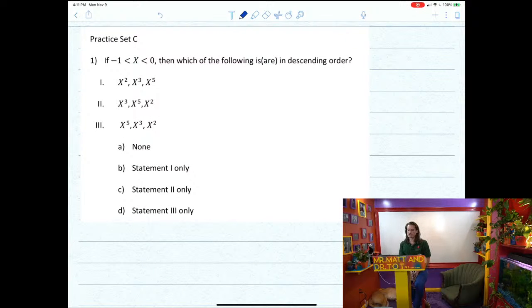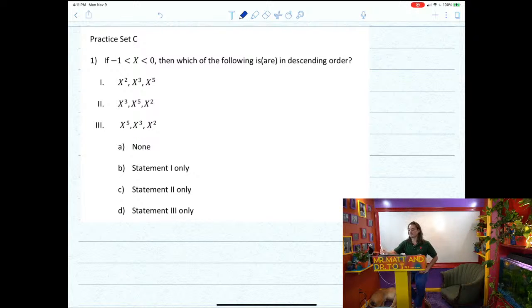So if negative 1 is less than x, which is less than 0, then which of the following is or are in descending order? We have x squared, x cubed, x to the fifth. That's statement 1. Statement 2 is x cubed, x to the fifth, x squared. Statement 3 is x to the fifth, x cubed, x squared. And the answer selections are none, statement 1 only, statement 2 only, or D, statement 3 only.